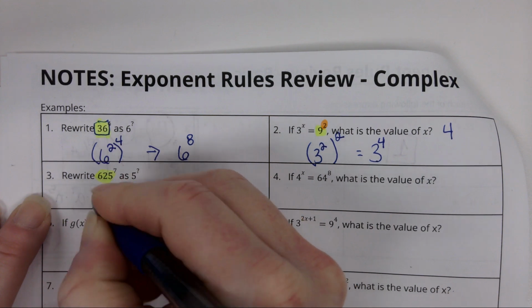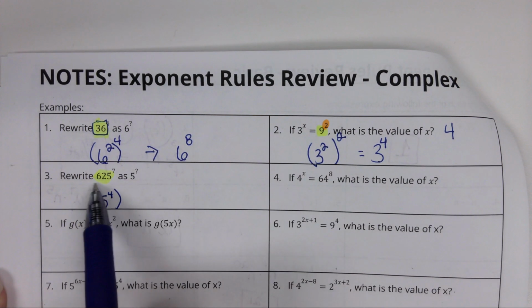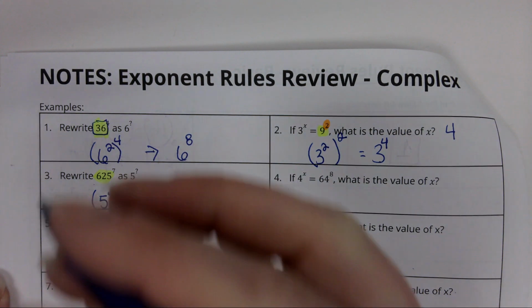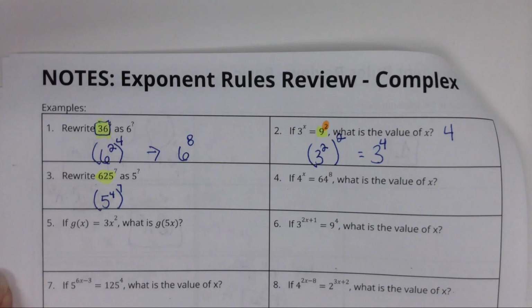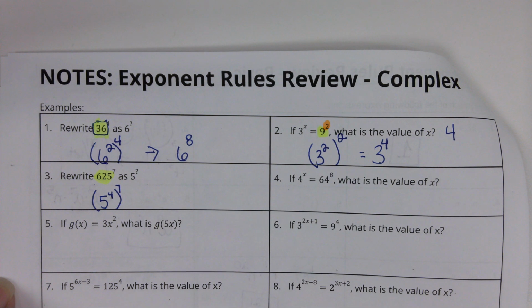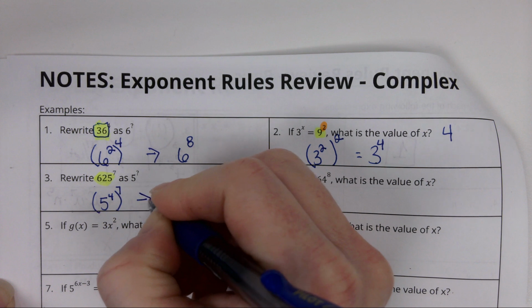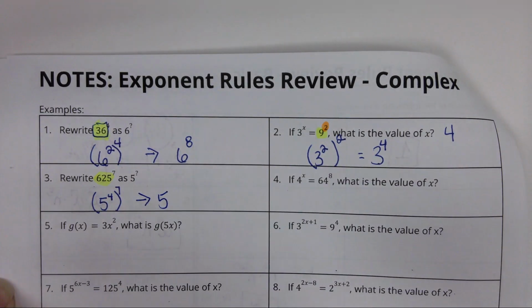Now be careful. Do you see how the 625 is raised to the 7th? So I still have to raise it to the 7th. And then I simplify using my exponent rule. 5 to the 4th to the 7th is the same as 5 to the what? 28.